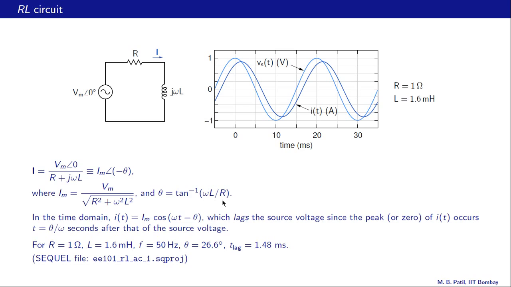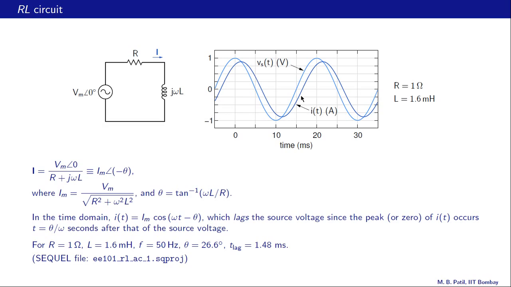Now let us take some component values, say R equal to 1 ohm, L equal to 1.6 millihenry and f equal to 50 Hertz. Then theta turns out to be 26.6 degrees. And here are the plots for the source voltage and the current. This is our source voltage. Vm is 1, so it is 1 times cos omega t. And this is our current, the dark one.